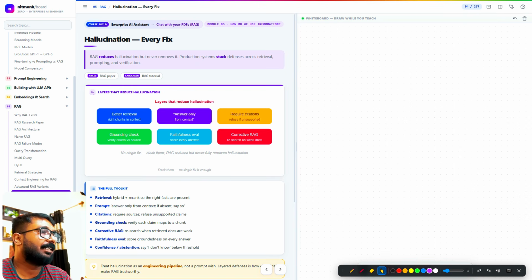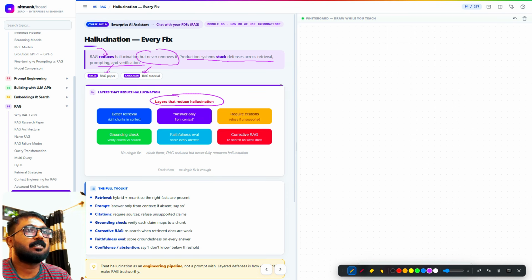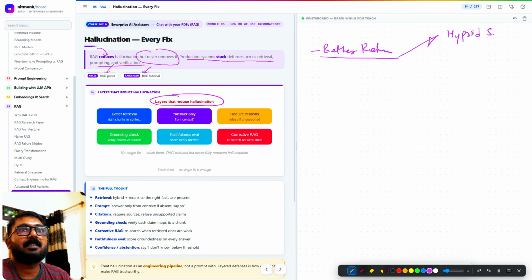Now let's try to understand hallucination. If you see, RAG reduces hallucination but never removes it. Production systems stack defenses across retrieval, prompting, and verification. There are two papers that you can read here. Then there are layers that reduce hallucination. The first one is better retrieval. Retrieval is not a single part, it's a kind of hybrid search. I keep telling you so that you remember it all the time.